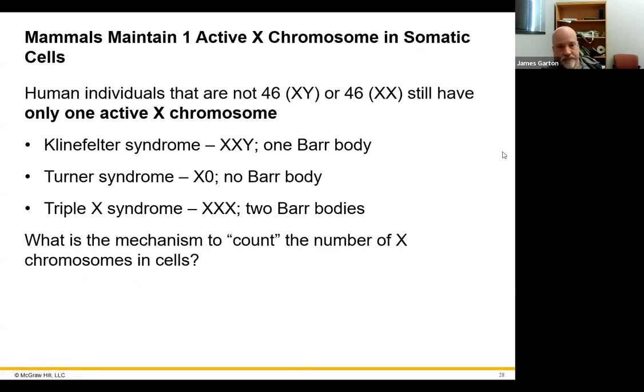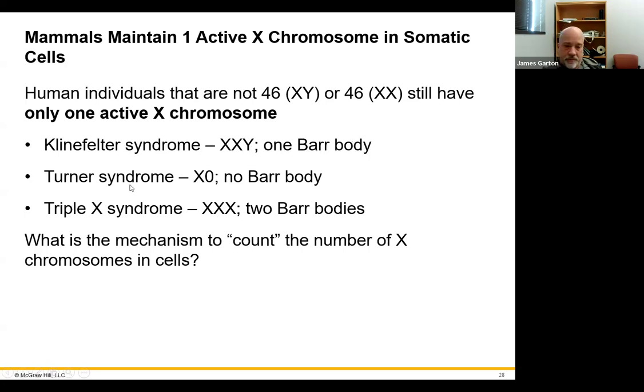Now, 46 chromosomes is the normal human number of chromosomes. If you're a male, you have 46, 1X, 1Y. If you're female, you have 46, 2X's. And you can have abnormal numbers of sex chromosomes, especially. You can have Klinefelter syndrome, XXY. You've inactivated one of those X's, and you have one bar body.